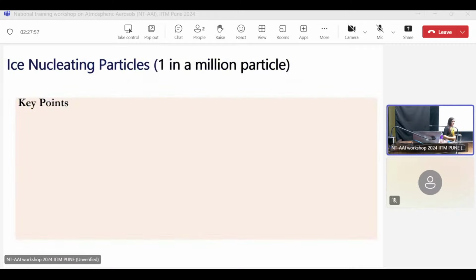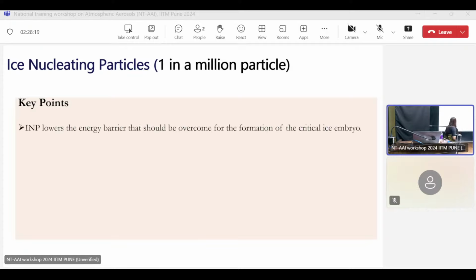Now I will be talking about very fundamental things about ice nucleating particles. Somebody was asking what makes a bioaerosol a potential INP. When we say ice nucleating particles, it is just a specific subset of aerosol, right? And we say 1 in a million particles act as ice nucleating particles. So the curiosity question is, what makes it an INP? What are those properties?